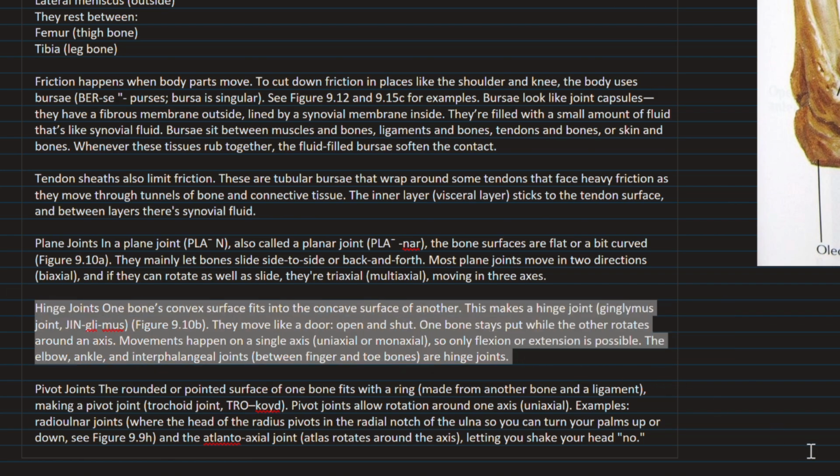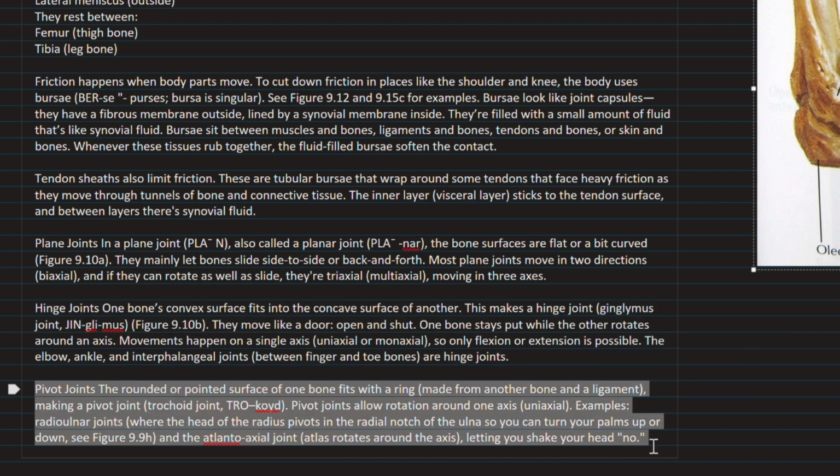Hinge joints. One bone's convex surface fits into the concave surface of another. This makes a hinge joint, or ginglymus joint. They move like a door, open and shut. One bone stays put while the other rotates around an axis. Movements happen on a single axis, uniaxial or monaxial, so only flexion or extension is possible. The elbow, ankle, and interphalangeal joints between finger and toe bones are hinge joints.